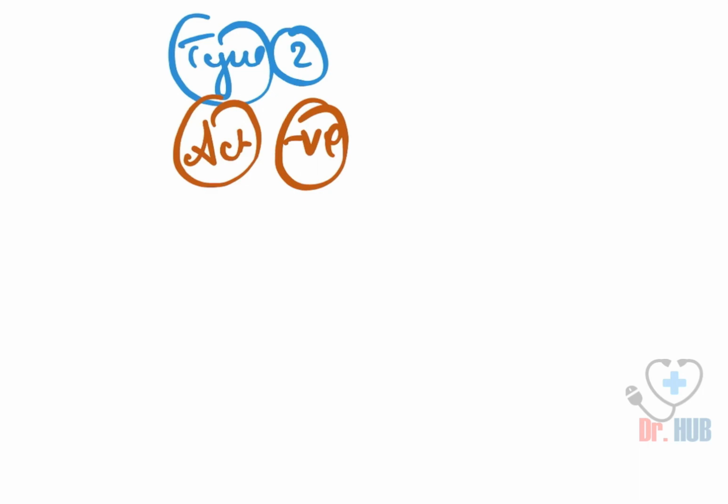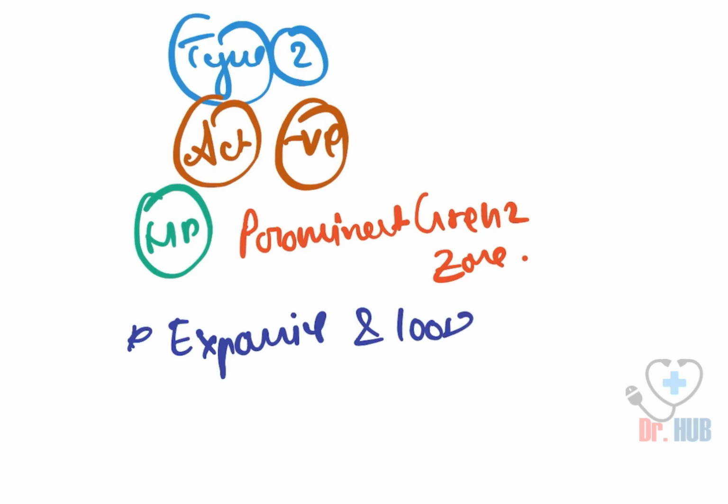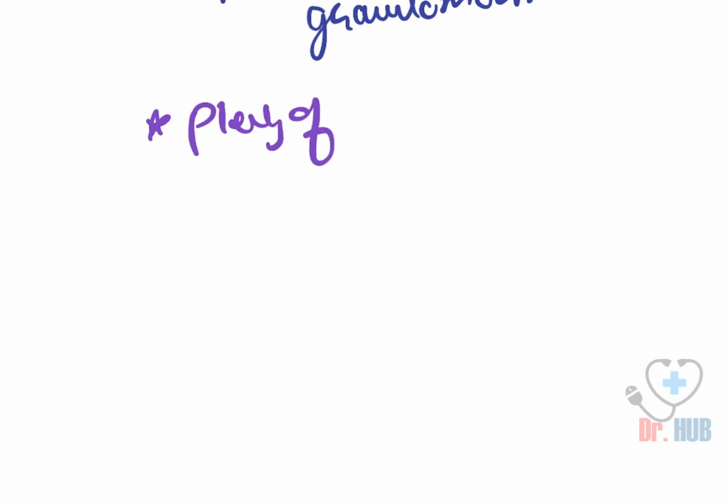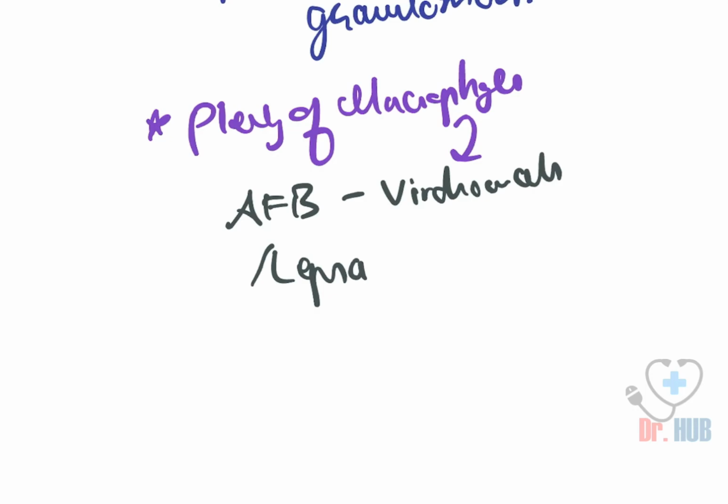Next, we look at the histopath features. In the histopath, there is a prominent Grenz zone, and extensive, loose granulomas. There are plenty of macrophages, and they are loaded with AFB, that is, they are Virchow cells, the lepra cells.